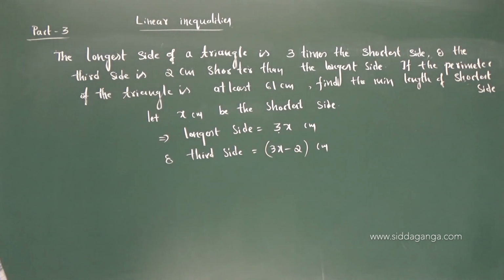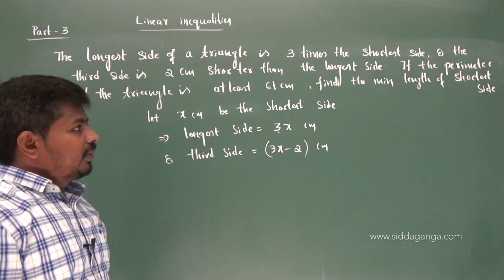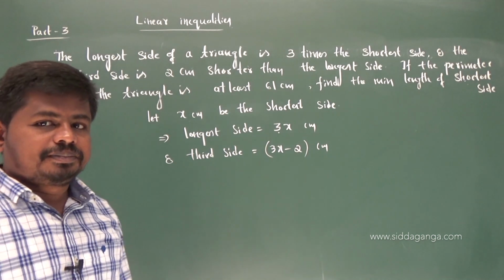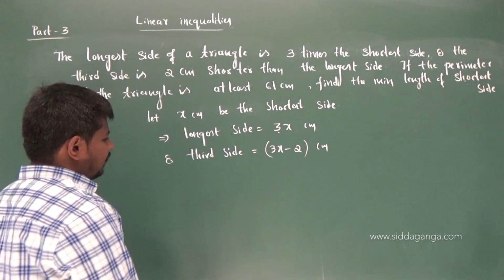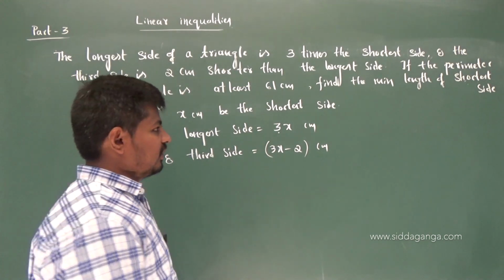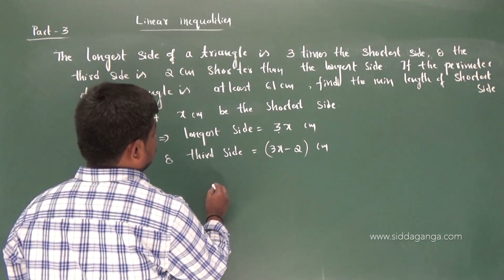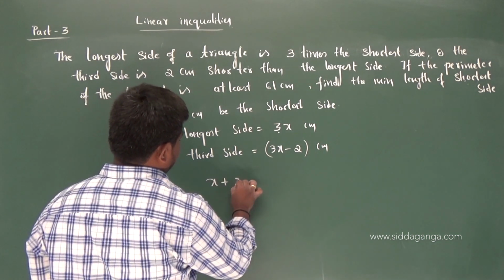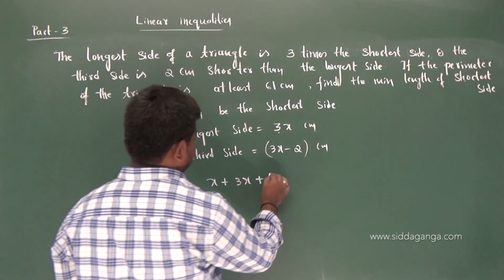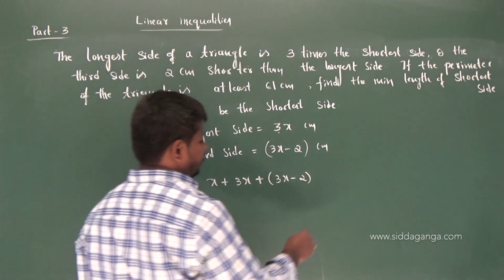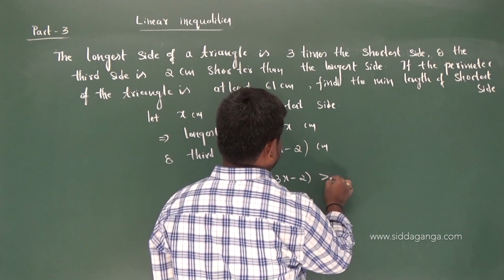Then to get the minimum perimeter of 61 centimeters, what should be the minimum length of the shortest side? That's the question. What is perimeter actually? It's the sum of the lengths of the boundaries of a triangle. So you get the first side x, the shortest side, plus the longest side plus the third side. So this is the perimeter of the triangle. This must be at least 61, you mean greater than or equal to 61.